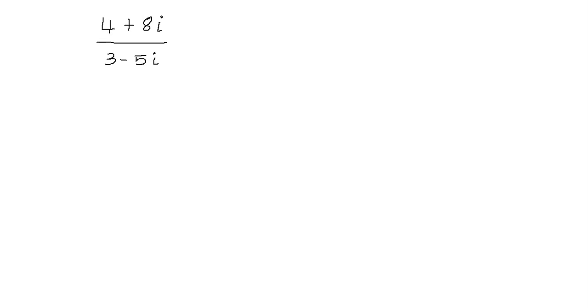Hi, in this video we'll learn how to divide complex numbers. So the first thing we're going to do is get rid of the i from the denominator. Now the question is, why do we need to get rid of i from the denominator? We know that i is an imaginary number, right? i is equal to the square root of -1. So there's no point of dividing any number by i because i is an imaginary number. So that's why we need to get rid of the i from the denominator.